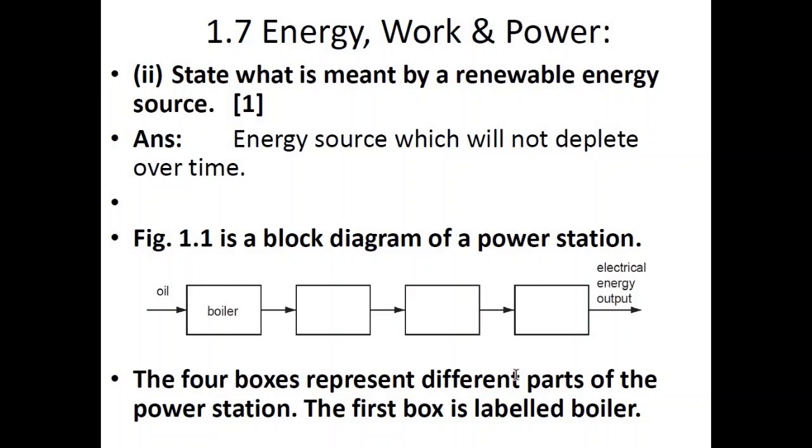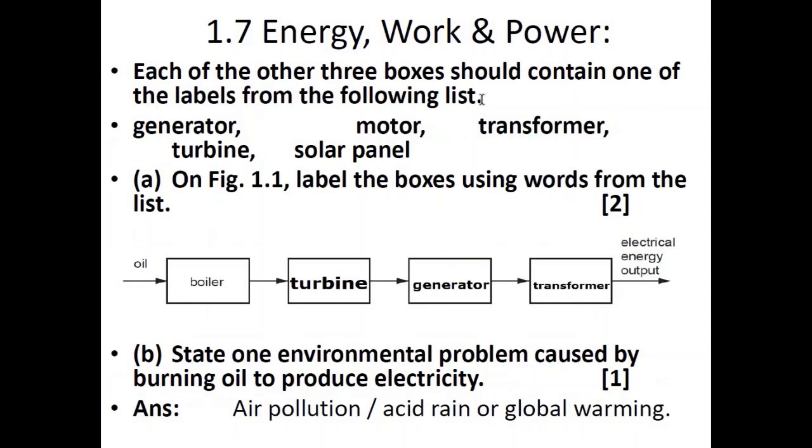State what is meant by a renewable energy source: which cannot or will not deplete over time. The figure is a block diagram of a power station. The 4 boxes represent different parts of the power station. The first box is labeled as boiler. After the boiler, you'll have a turbine. The boiler is going to produce steam, which is going to turn the turbine, which will be used to turn a generator, and then the generator will produce electricity that would be given to a transformer for smooth distribution.